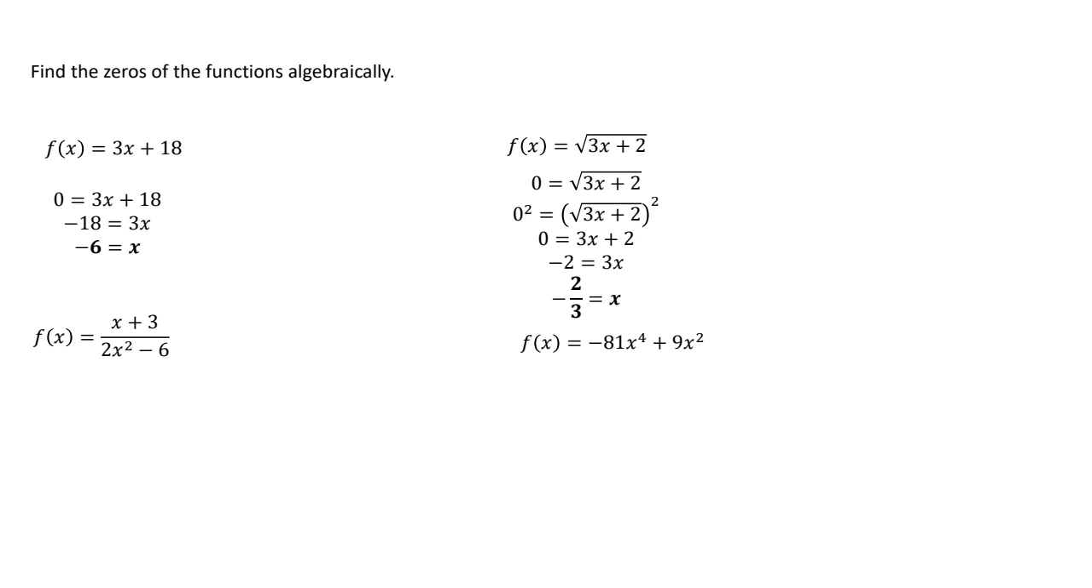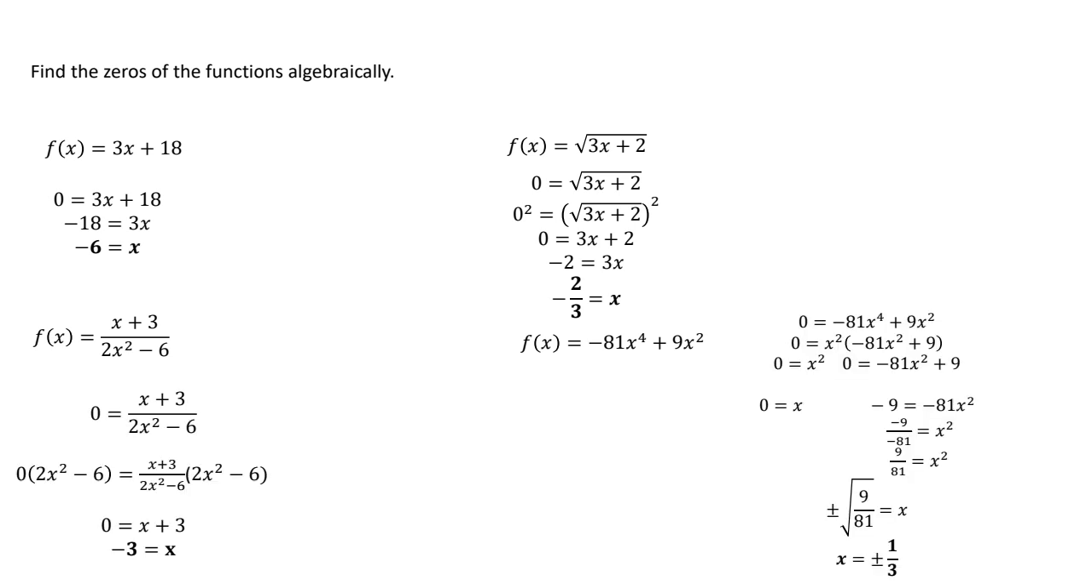Let me go here. You see, guys, because I want to get rid of the 2x squared minus 6, I'm going to multiply both sides by 2x squared minus 6. If I multiply 2x squared minus 6 on the right side, it will cancel with the 2x squared minus 6 on the bottom. So that's equal to 1. That's why we're only left with x plus 3. If we multiply 2x squared minus 6 times 0, it will give us a 0.